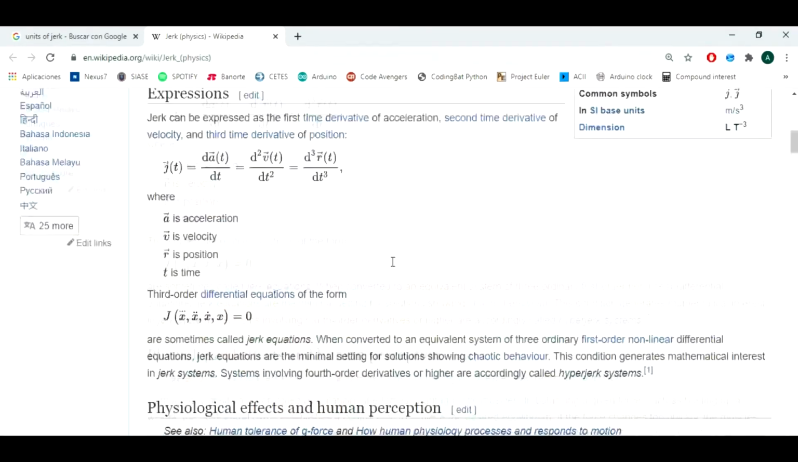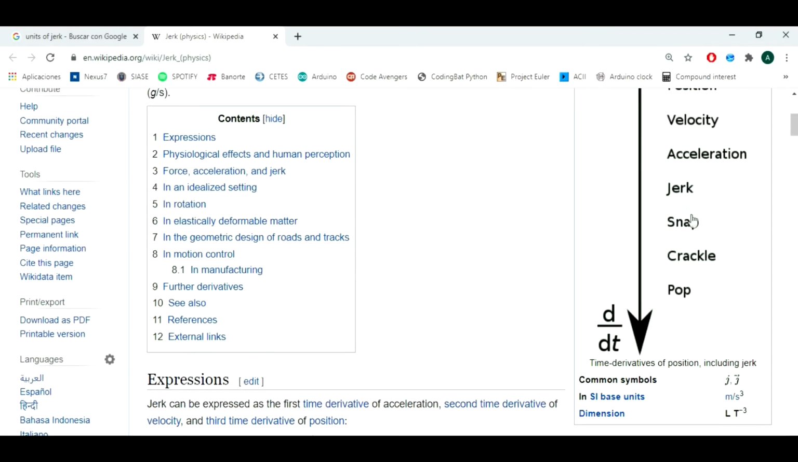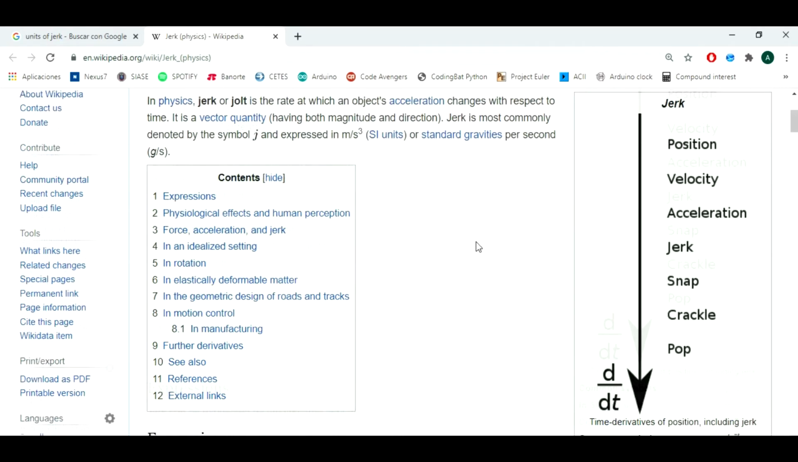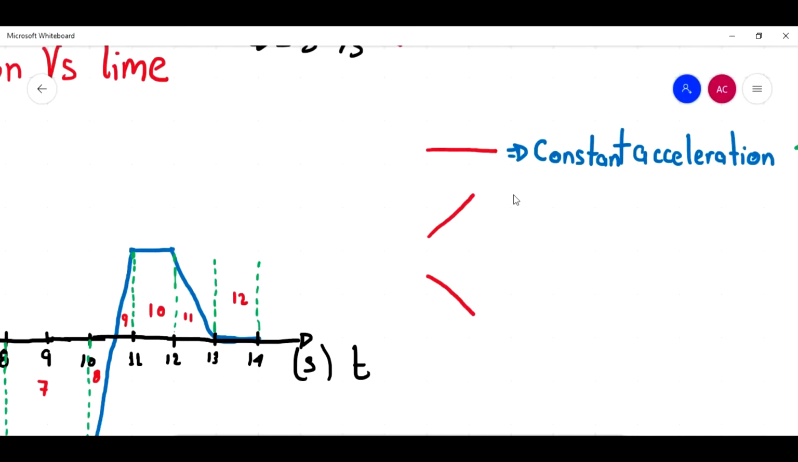And of course there is more. You got the jerk, you got the snap, you got the crackle, and you got the pop, and so on and so on. Okay, so I'm going to write it. We're going to have jerk, and that jerk is going to be positive. And this one, that jerk is going to be negative. I like this letter, jerk. Of course, it means another thing. So this is going to be positive, and this is going to be negative.